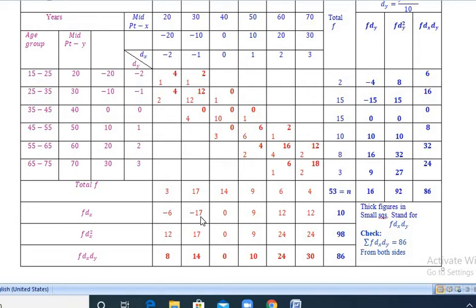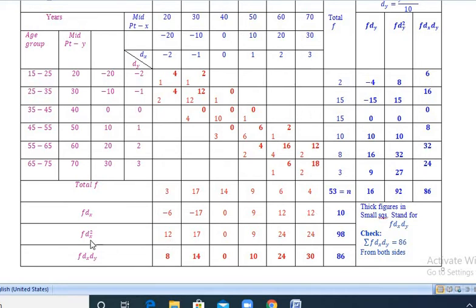And f dx is minus 17 and dx is minus 1, their product is 17. And f dx is 0 and dx is 0, their product is 0. And here f dx is 9, dx is 1, their product is 9. And f dx is 12, dx is 2, their product is 24. And f dx is 12, dx is 3, their product is 24.